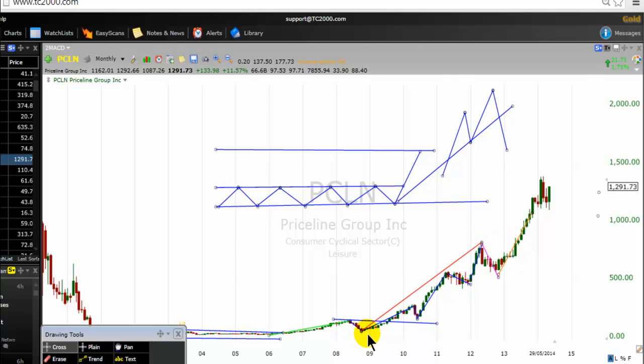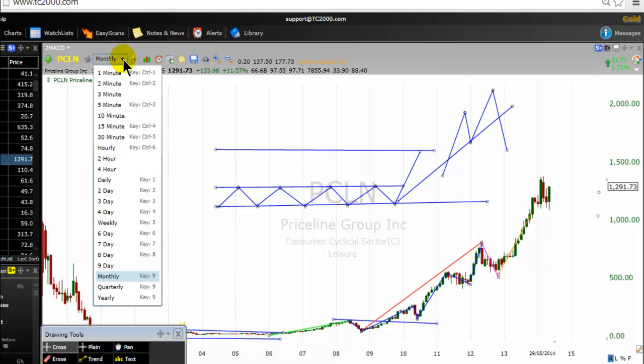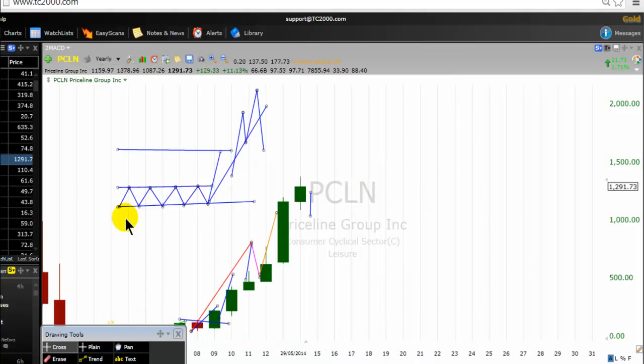Why? Because this is an impulsive wave: 1, 2, 3, 4, 5. If we say that the move from here all the way here is the first wave, it's wrong, because we would have 1, 2, 3, 4, 5, 6, 7 waves. The first wave is not seven waves; it's five waves. So we notice straight away that it is not the first wave from here all the way up here.